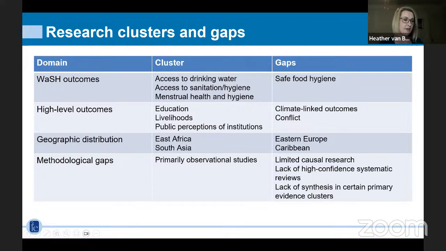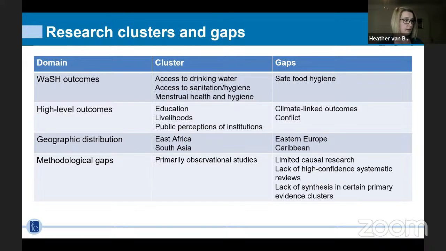Among the high-level outcomes, we find the main clusters in education, livelihoods, and public perception of institutions, for some of the reasons I mentioned earlier, with education and livelihoods being common covariates in some of these models we use. And we have identified some large gaps among the climate-linked outcomes. Again, absolutely no studies on climate-linked migration. And some of those resilience outcomes may be an artifact of the screening criteria, or maybe an area that bears further inquiry in the future.